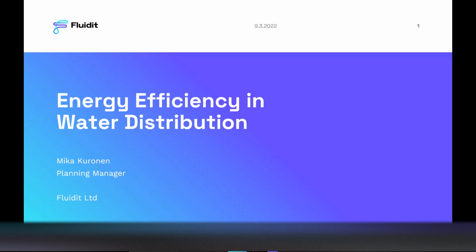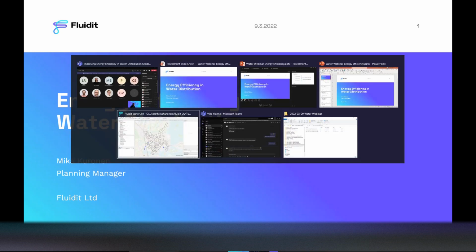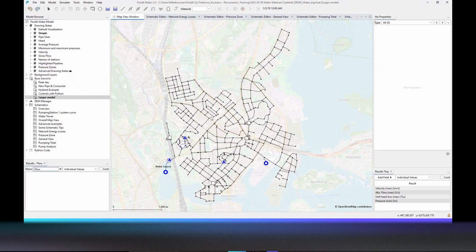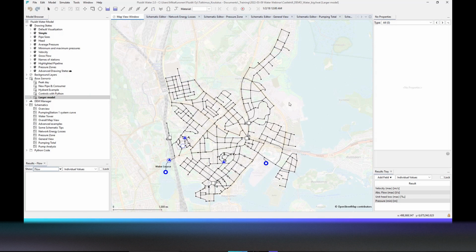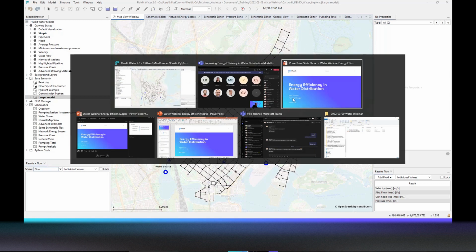We have a broad topic, energy efficiency, and short time. So without further ado, let's get straight to business. I have here some slides with some key points that I want to point out. But we also have here our desktop software, so Fluidit Water, an EPANET-based modeling tool, from which I will be showing you some of the things that we discuss here. It's a short fictional demo model that I will be demonstrating these things with.